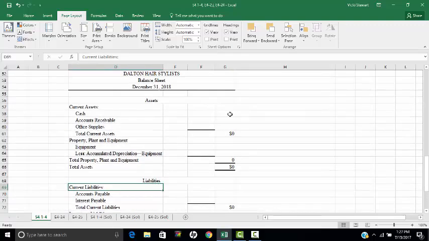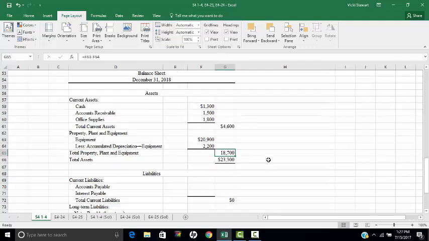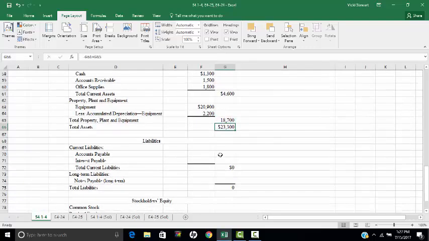So now we're going to complete the balance sheet using the classified and report form. So again, the same information, $1,300 for cash, $1,500 for accounts receivable, and $1,800 for office supplies gives us total current assets of $4,600. And then under property, plant, and equipment, we had the $20,900 for equipment, and then we subtract the accumulated depreciation, and we get a total for our property, plant, and equipment. So now we have a subtotal for current assets, a subtotal for property, plant, and equipment, and then the same total for the assets.